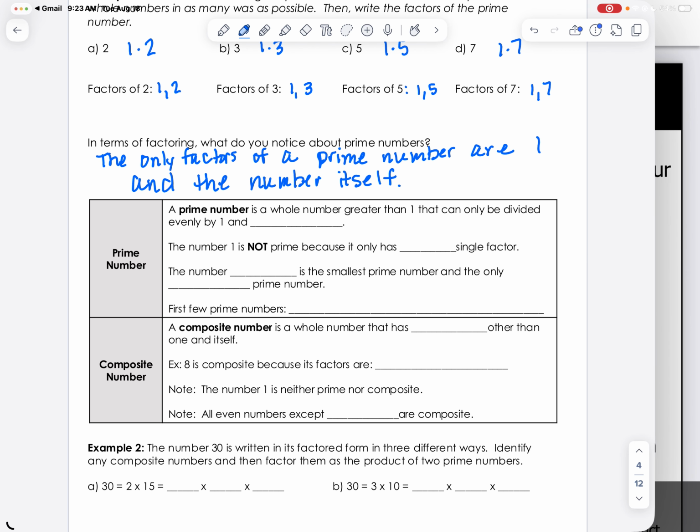All right, let's write a formal definition here. A prime number is a whole number that's greater than 1 that can only be divided evenly by 1 and itself. The number 1 is not prime because it only has one single factor. The number 2 is the smallest prime number and the only even prime number. So the first few prime numbers would be 2, 3, 5, 7, 11, 13, 17, and 19.